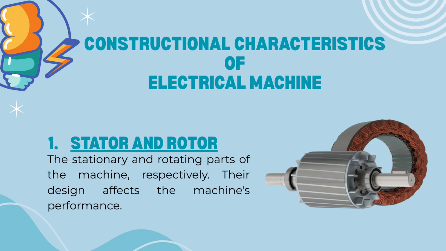And next, we go on to constructional characteristics of electrical machines. And first, we have a stator and rotor, the stationary and rotating parts of the machine, respectively. Their design affects the machine's performance. We all know that an electrical machine has two main parts, the stator, which is stationary, and the rotor, which rotates. The design of both parts affects how efficiently the machine works and how much power it can produce.